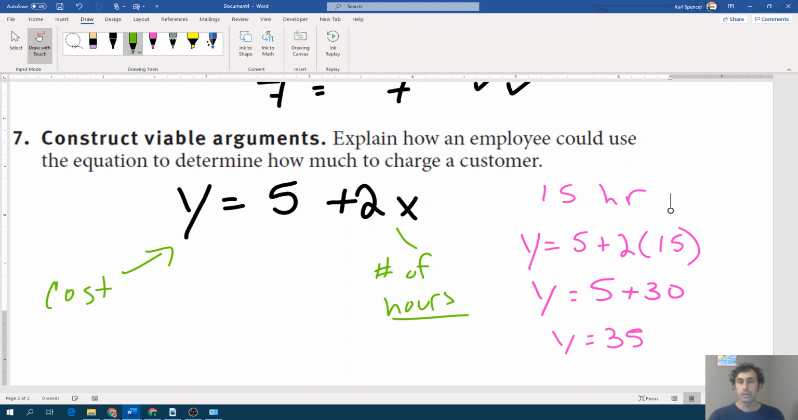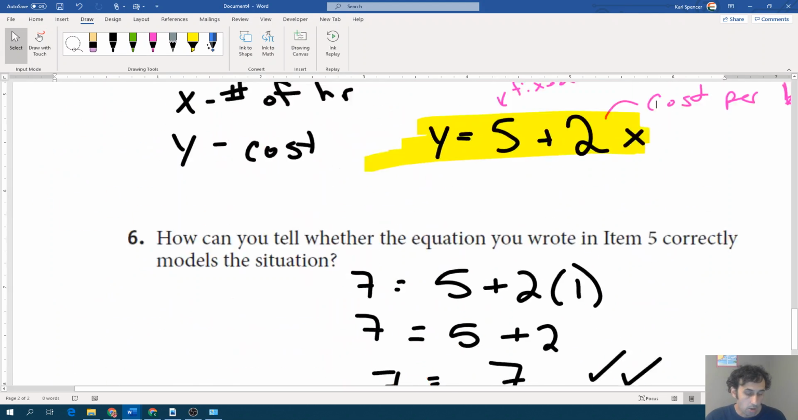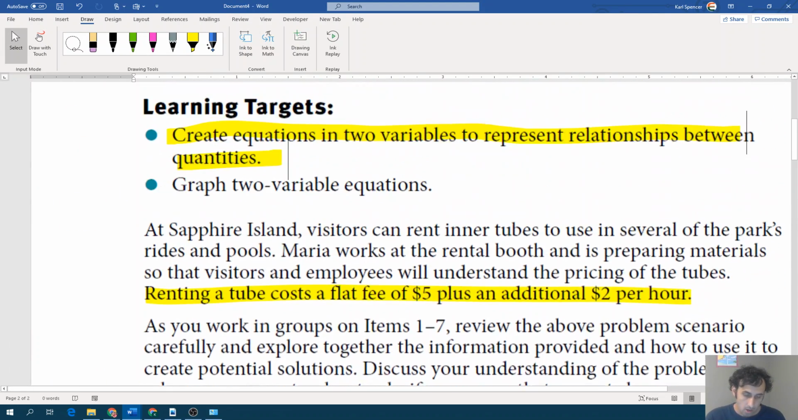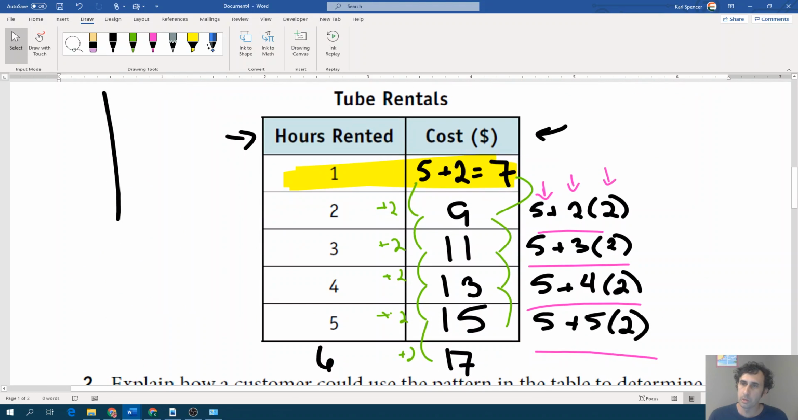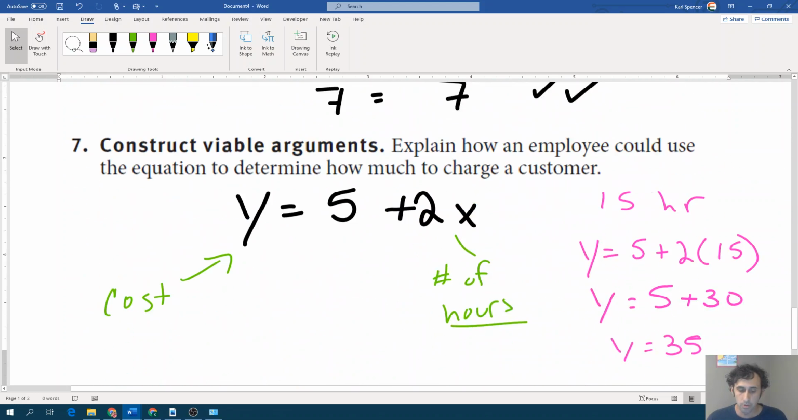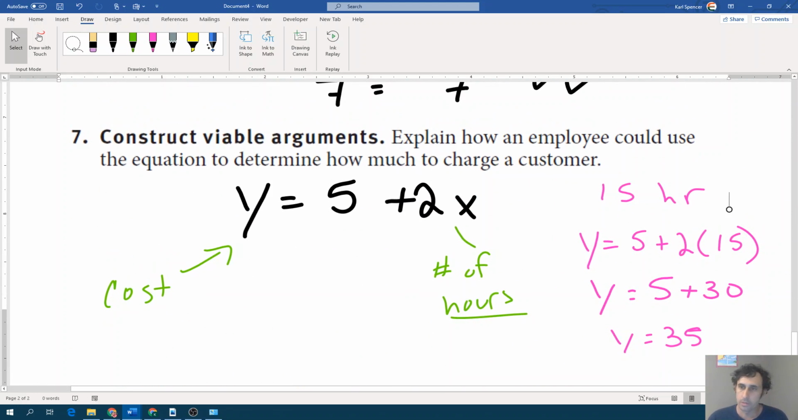But with this equation, we can now figure out the cost that an employee would charge a customer depending on the number of hours. Moving forward, we're going to eventually talk about graphing this and see what this looks like. But for our purpose today, let's go back up and see if we met our goal today. Our goal was, could we create an equation in two variables to represent a relationship between quantities? So our relationship was between the hours the tube was rented and the cost. Were we able to write that equation? We were indeed. y equals 5 plus 2x would in fact be our equation.